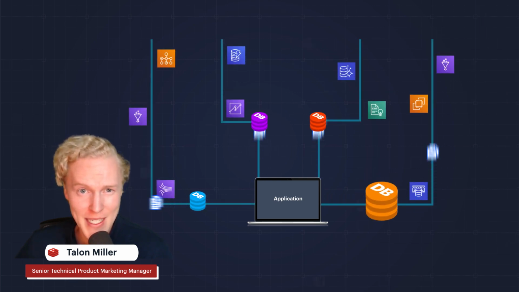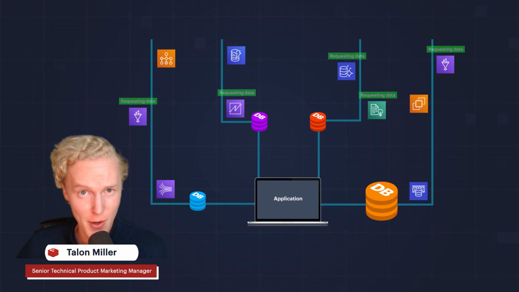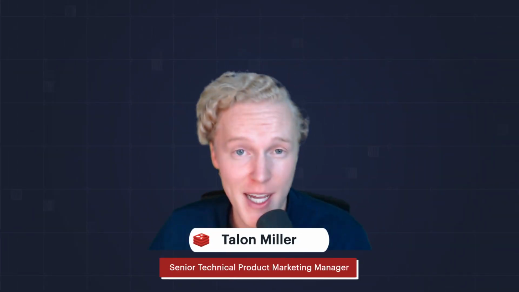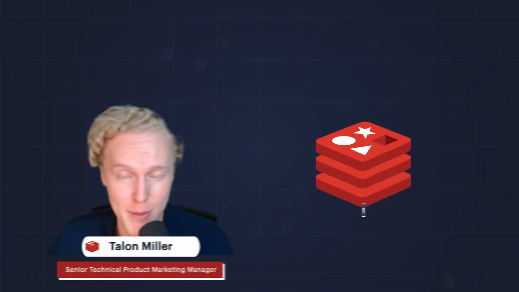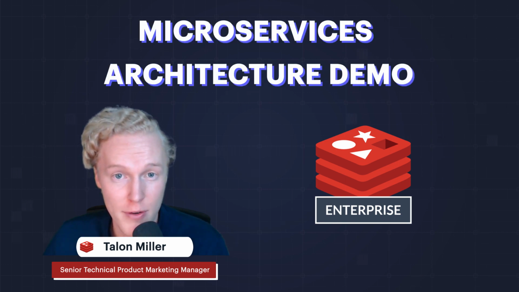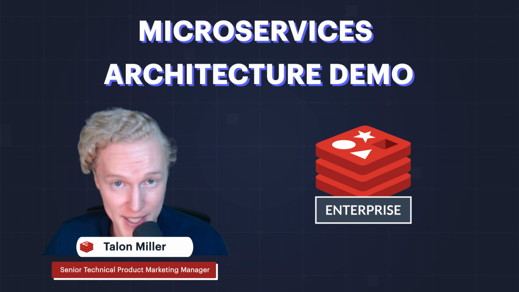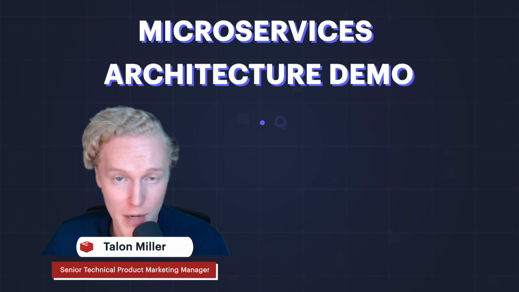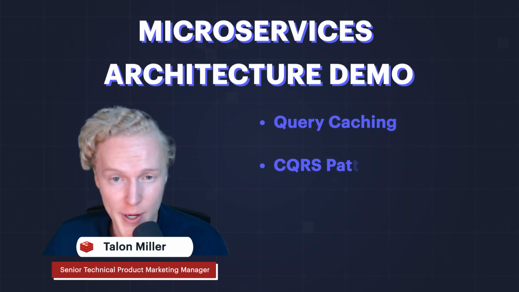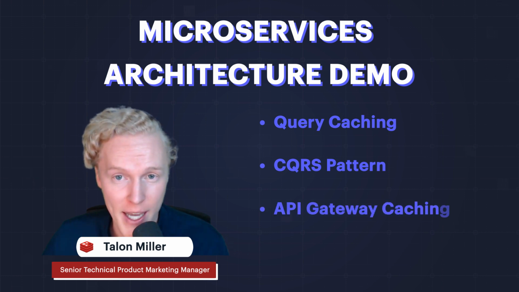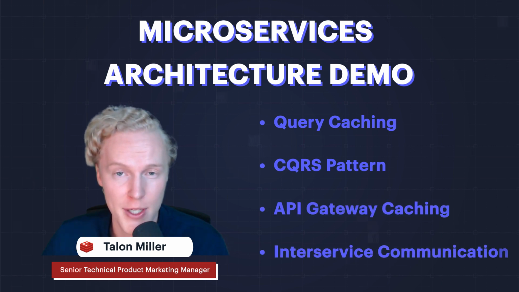So how do we get the benefits of this architecture without all of the pains? We can simplify microservices architecture with Redis Enterprise. In this demo, we'll cover four different solutions that can help us tackle the pains that come from scaling out microservices. We'll cover query caching, the CQRS pattern, API gateway caching, and finish with interservice communication.